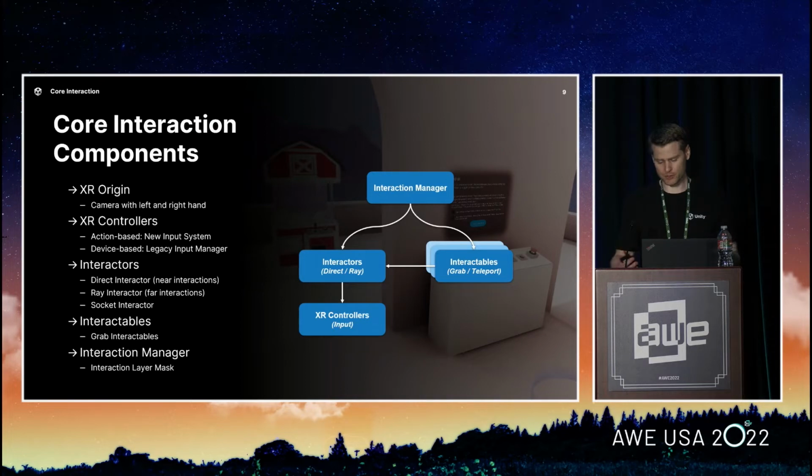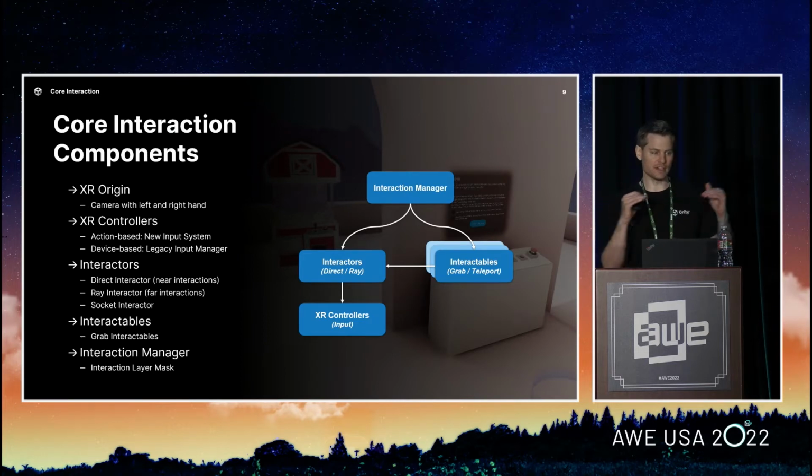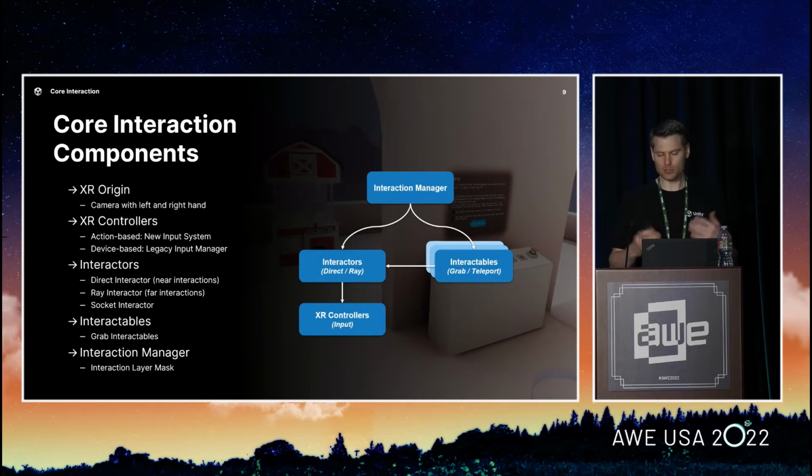It's also in charge of filtering out the interactions based on what we call our interaction layer mask. And the layer mask is similar to, if you're familiar with the physics layers in Unity, the interaction layer mask allows you to filter specifically things that interact together and you don't want to interact together. So you might not want to grab a teleport zone and drag it across the level. You want it to only be used for teleportation, and the same the other way around. You can also use it to filter out near and far interactions. So things that are up close you may want to interact with in a different way than things that are far away.